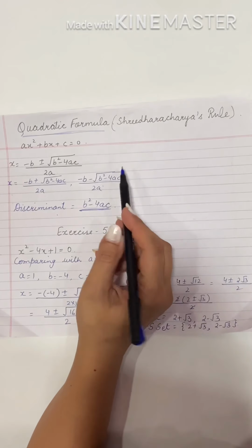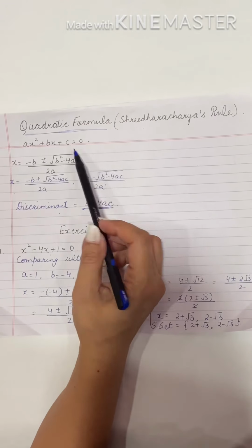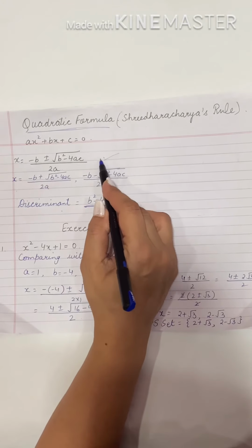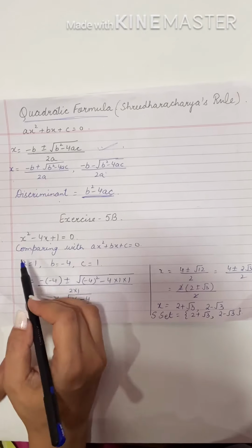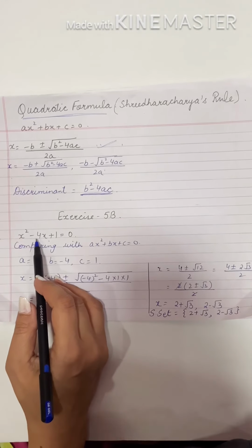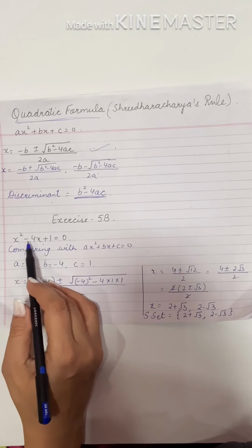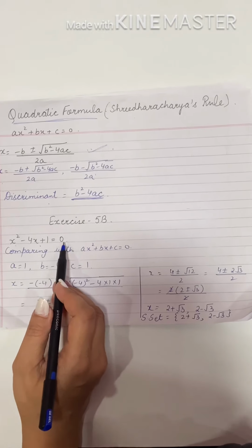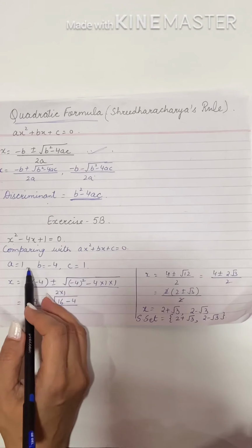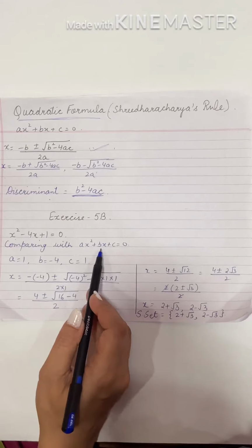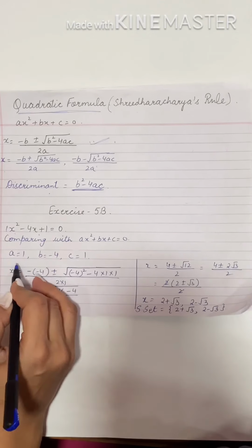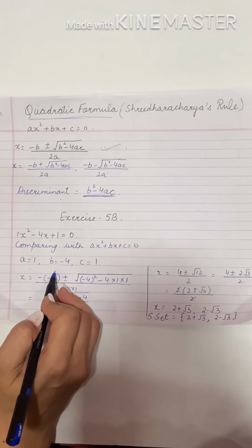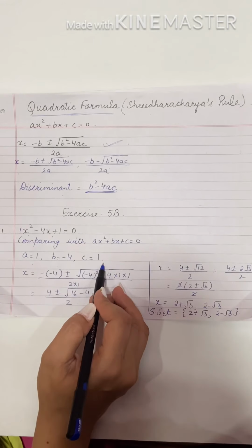In the second exercise, we'll be solving the quadratic equations by using this quadratic formula. Let's start exercise 5b. Question number 1. You have to solve the given quadratic equation x square minus 4x plus 1 equal to 0. Now when we compare it with the standard equation ax square plus bx plus c equal to 0, the value of a is 1, b is equal to minus 4 and c is equal to 1.